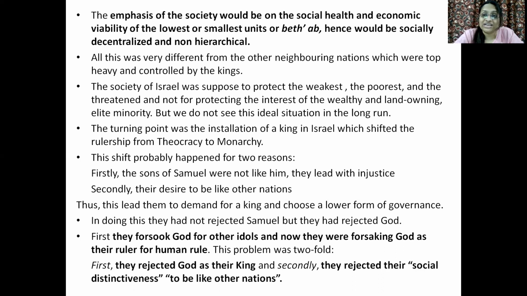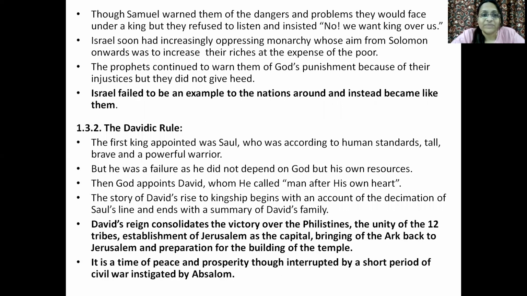Secondly, we see they rejected their social distinctiveness with the desire to be like the other nations. By rejecting God as the king, they wanted to be like other nations, and God never wanted them to be like other nations. He wanted them to be distinct and different. So they were actually rejecting the social distinctiveness that God had planned for them, and they wanted to be like the other nations.